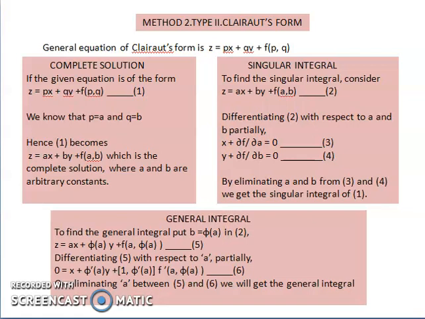We know that p is equal to a and q is equal to b. So if we substitute p is a and q is b in the given equation, we'll get z equal to ax plus by plus f of a comma b, which is the complete solution.